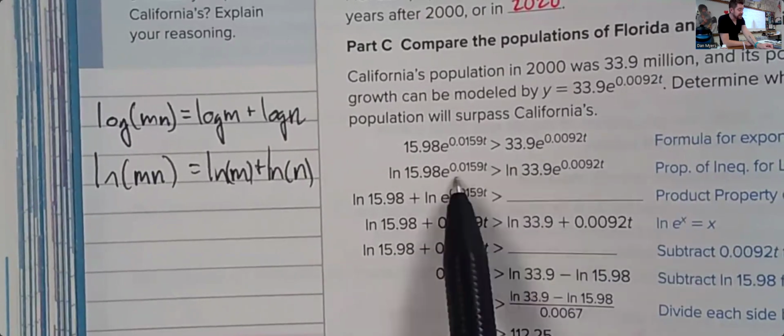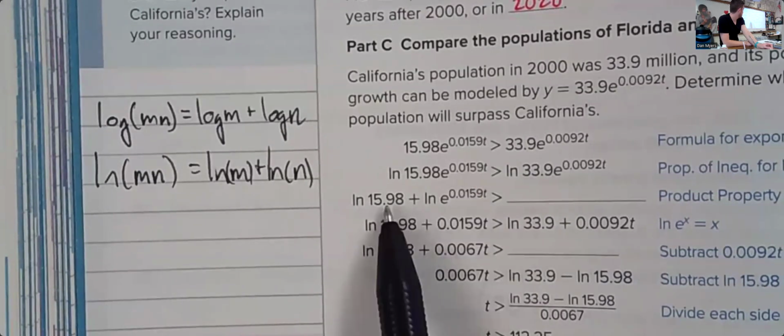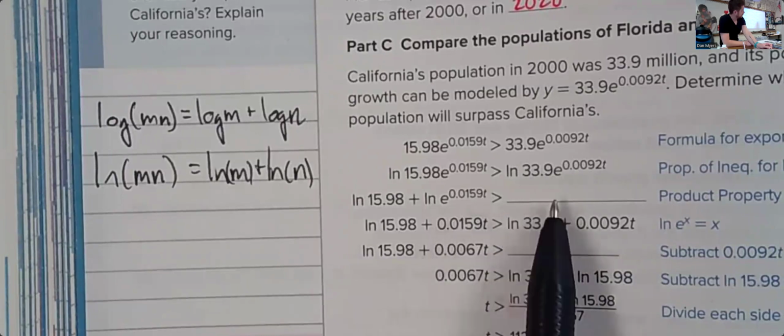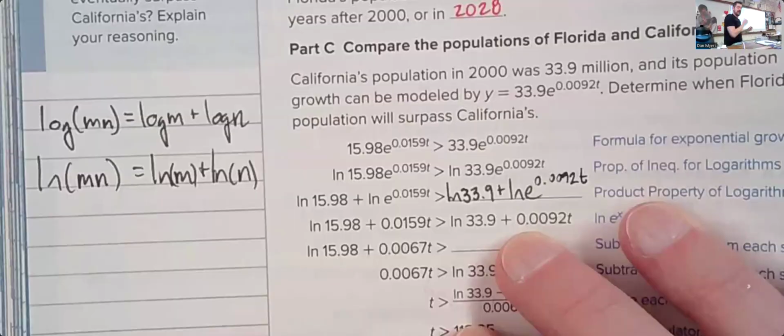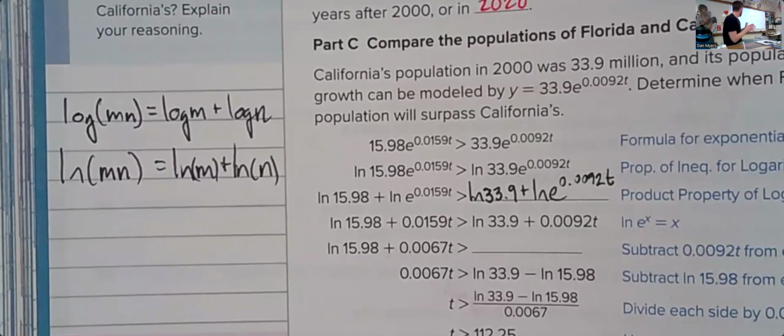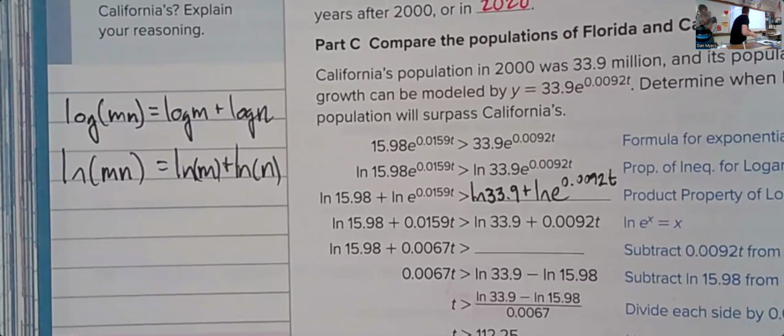e to the 0.0159t is also another argument. If you multiply the arguments together, that's the same as adding the logarithms, or in this case, adding the natural logarithms, which means we do that over here too. So we're going to say ln 33.9 plus ln e to the 0.0092t.